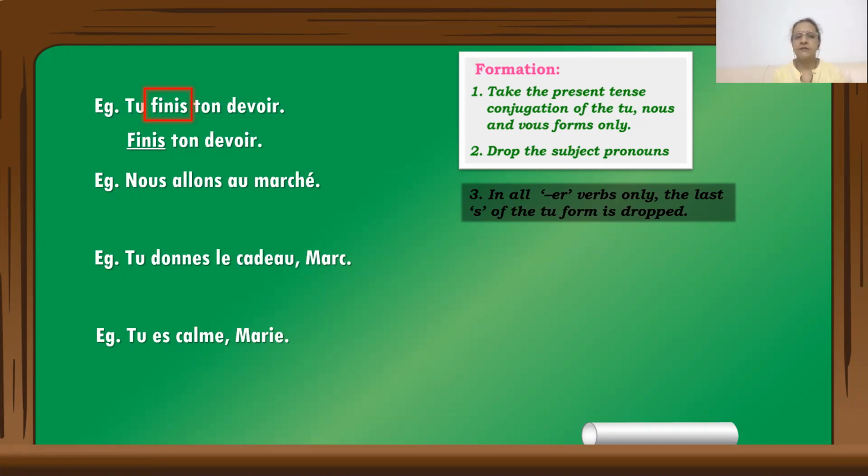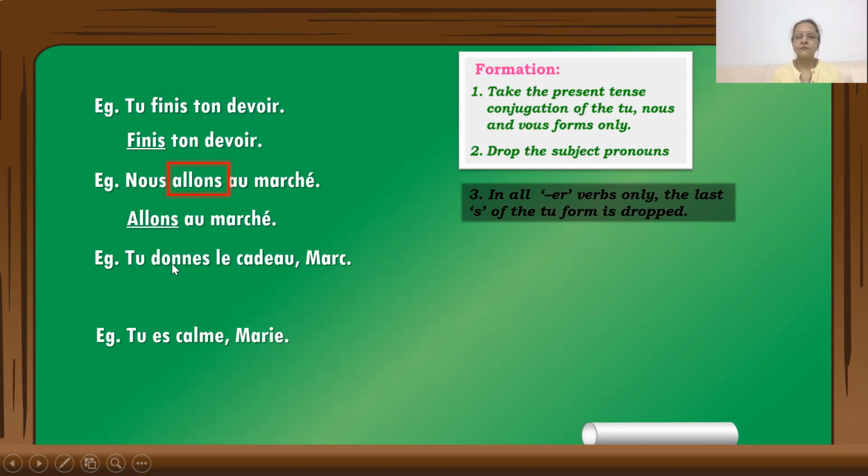Second sentence, the first step has been done for us. So simply drop the subject pronoun nous. Aller is an er ending verb, but the s is dropped only in the tu form, and this is the nous form. So I get allons au marché.